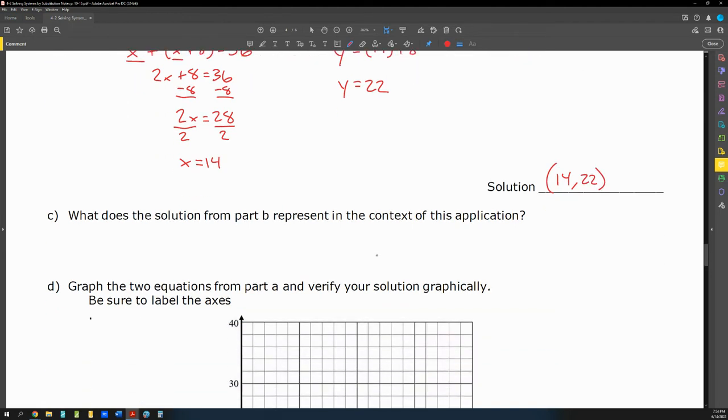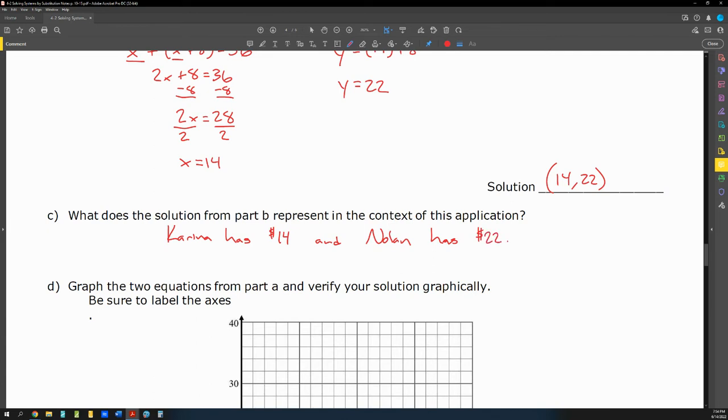So what does this mean in the context of this application? Well, we know that x is the amount of money that Karina has, and y is the amount of money that Nolan has. So that tells us that Karina has $14 and Nolan has $22.